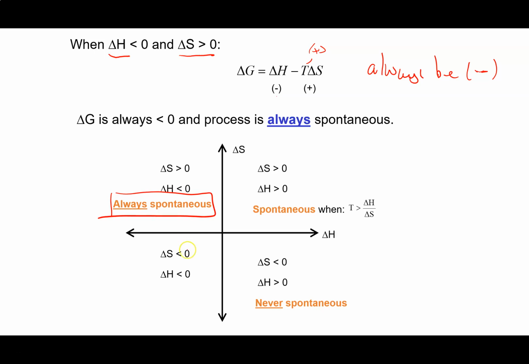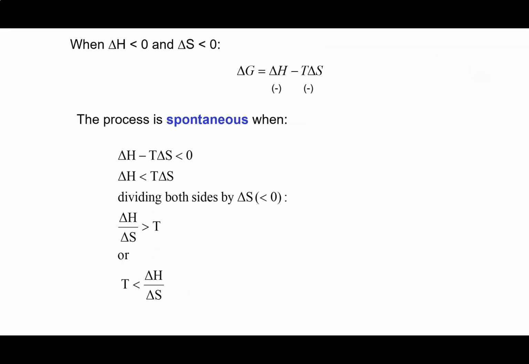Okay, we've only got one case left, and that's when both delta S and delta H are negative. So when both of these quantities are negative, what do we know about the sign of delta G? Well, delta H is negative, and then we're going to subtract from that a negative number. So a negative minus a negative. So whether this is positive or negative depends on how big this term is. So what we know is that this will be spontaneous when delta H minus T delta S is less than 0, when the Gibbs free energy is less than 0.